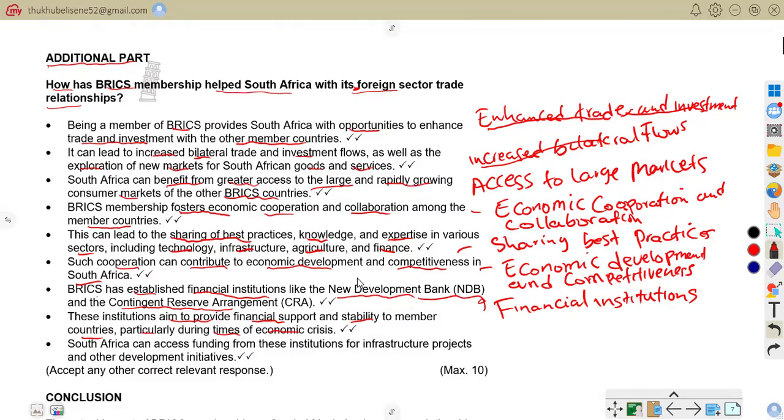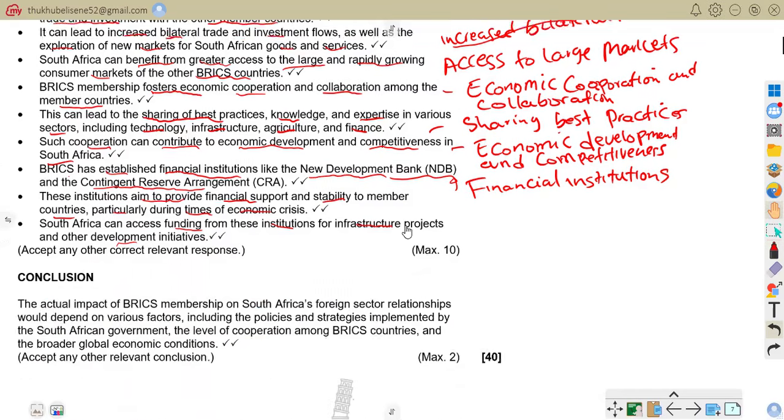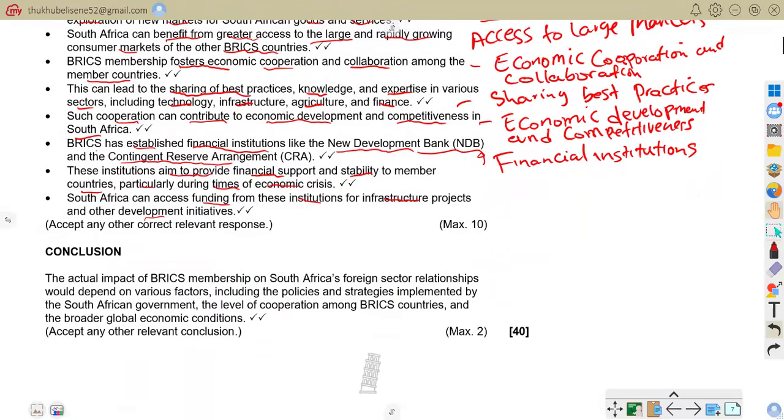Particularly during what? Economic crisis. South Africa can access funding from these institutions for infrastructure projects and other development initiatives. So this is how BRICS membership helps South Africa with its foreign sector trade interrelationships. So now let us go to the conclusion. Let us conclude our question 5.